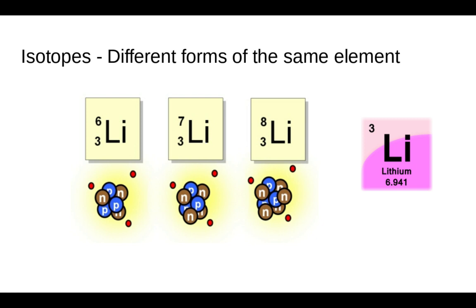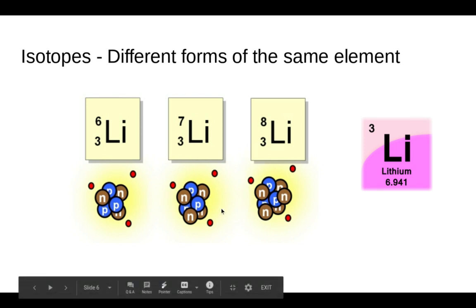But other isotopes of lithium exist. Lithium-6 exists, lithium-8 exists. But the most common one is lithium-7 with 4 neutrons. Okay?